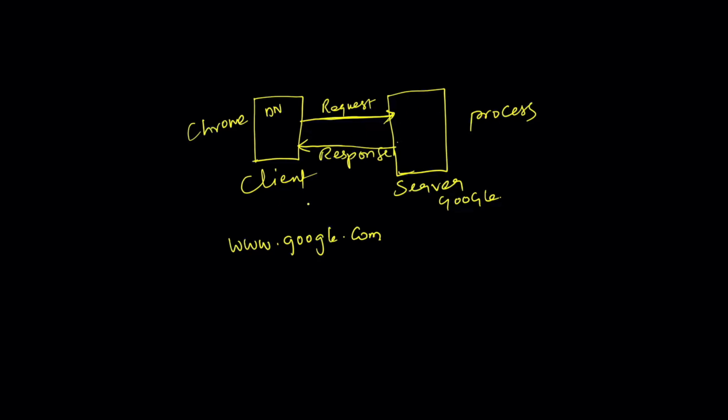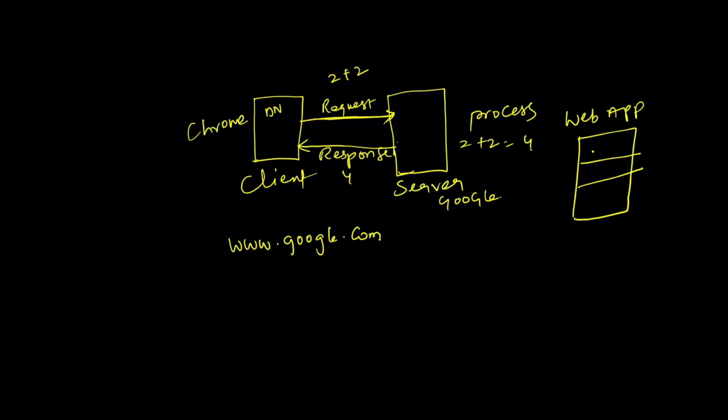Simple, like you are using a calculator. If I ask in a request what is 2 plus 2, it will process that 2 plus 2 is equal to 4, and send the response 4 back to this machine. But when you take a typical web application, there are three layers. The first one is the presentation layer. The second one is the business logic layer. The third one is the data layer.